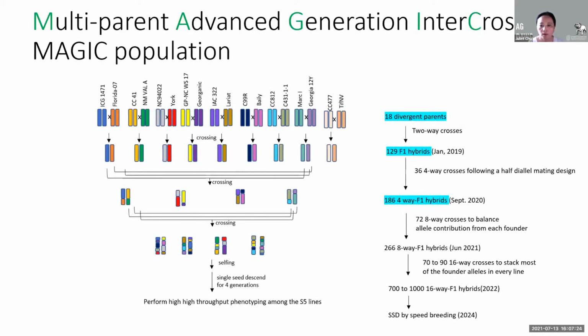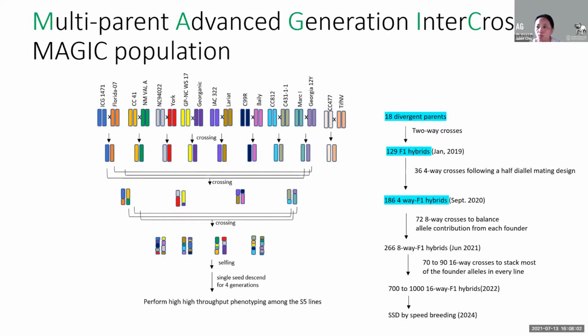Upon the recovery of the F1 hybrids from the two-way crosses, we proceeded with 36 four-way crosses following a half diallel mating design. And by the end of last year, we recovered 186 four-way F1 hybrids. Then we proceeded with 72 eight-way crosses that were designed to balance the allele contribution from all founders. And now, just last month, we recovered 266 eight-way F1 hybrids.